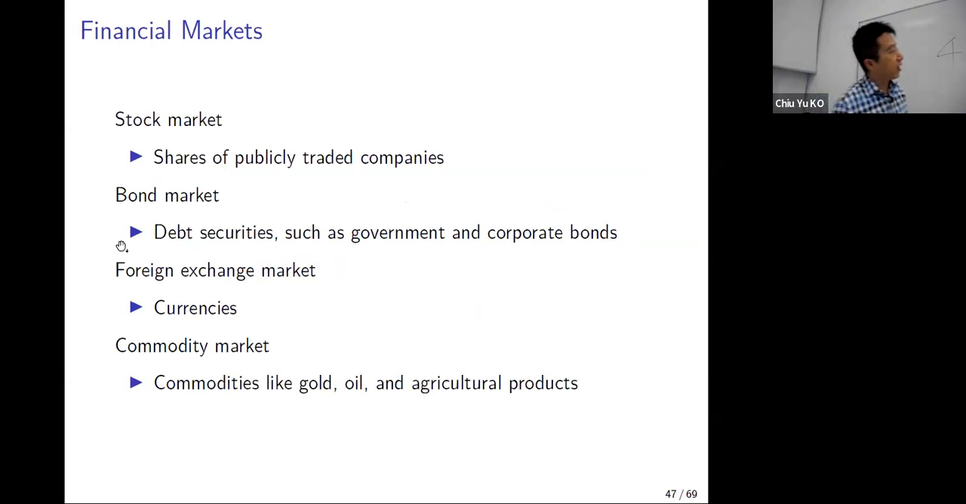So here are a lot of financial markets. I won't go through them one by one. These are just the standard places where you trade different things. You should ask yourself, what are the demand and supply? Who is in the stock market? Do we have consumers? Do we have firms? Who is the demand and supply? How is the stock price being determined?